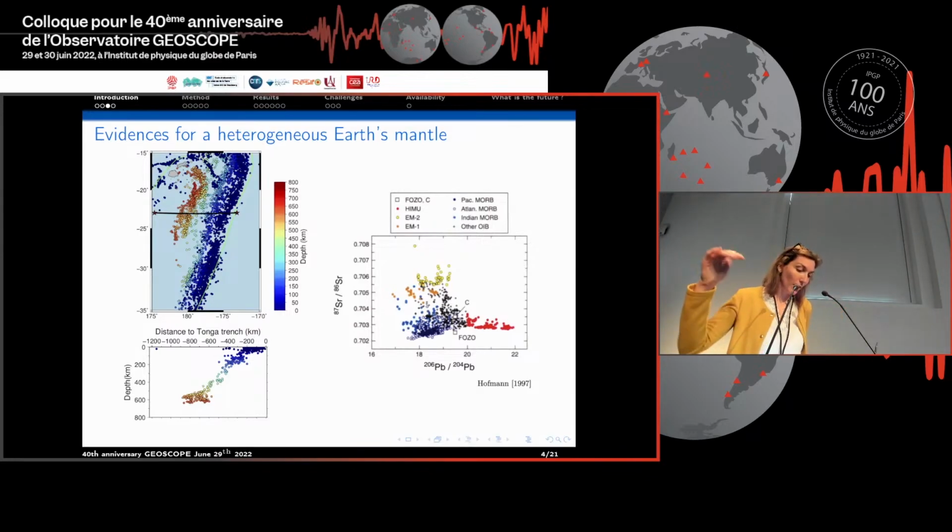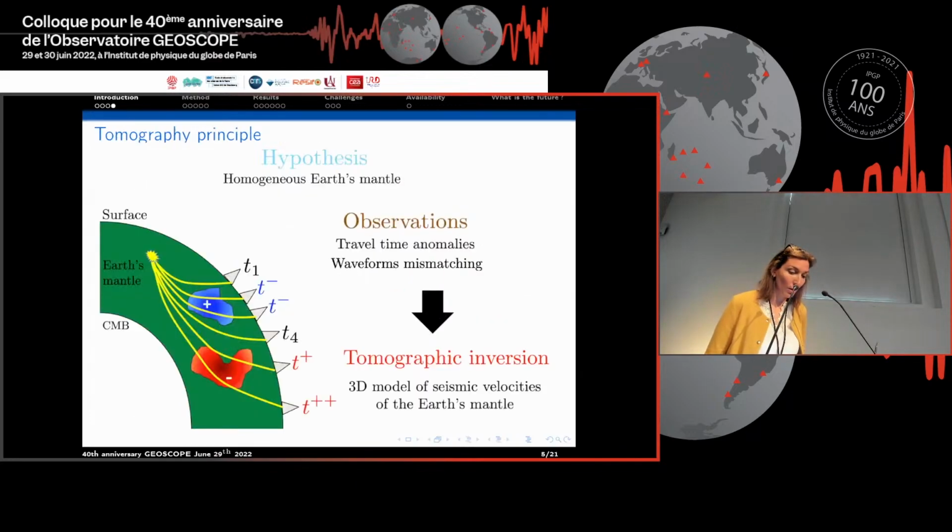We have slabs injected at subduction zones into the mantle. We know from geochemistry that there are some reservoirs in the mantle that have been preserved through time, even if there is mantle convection. So we want to do a better job than a homogeneous model, and this is done with the tomography principle.